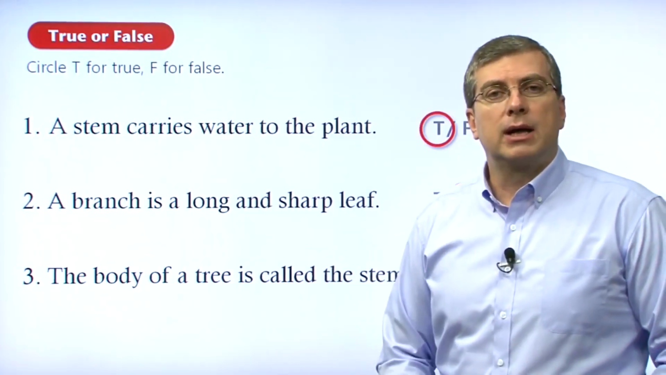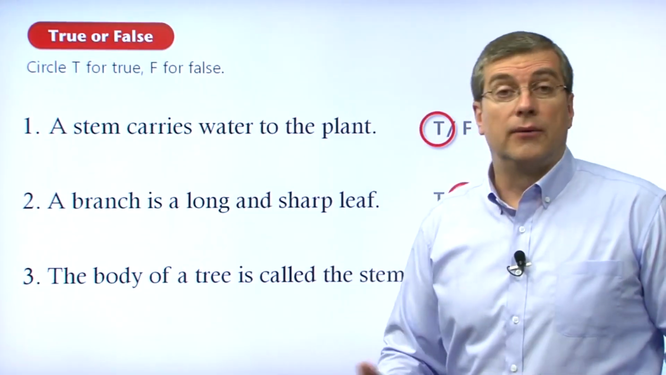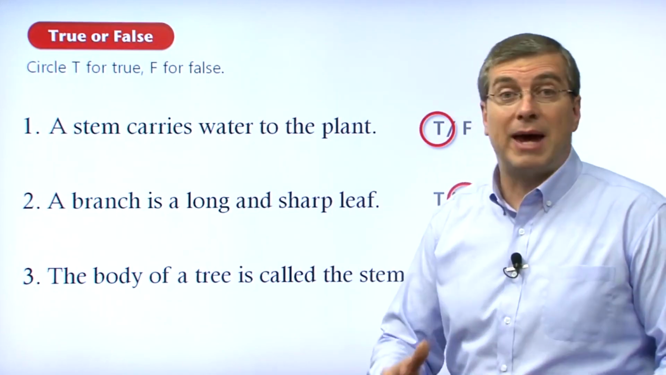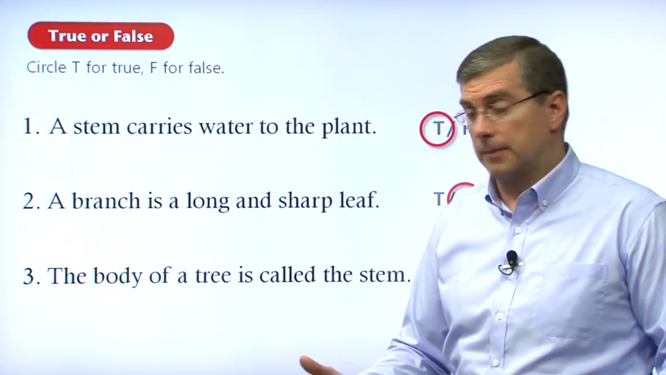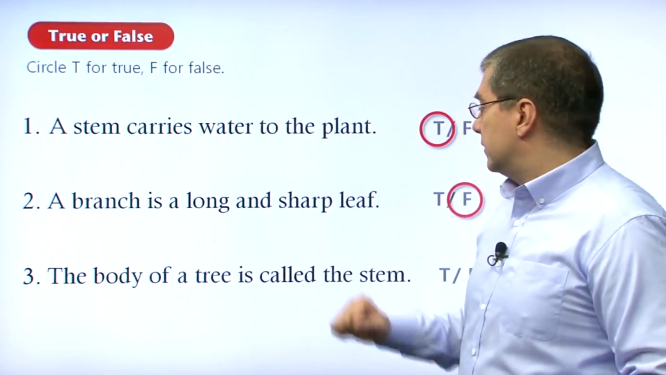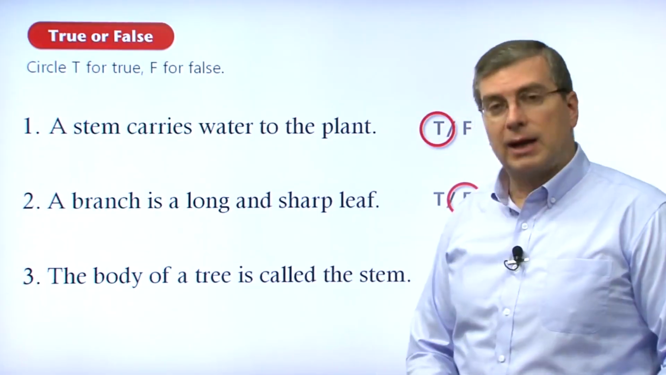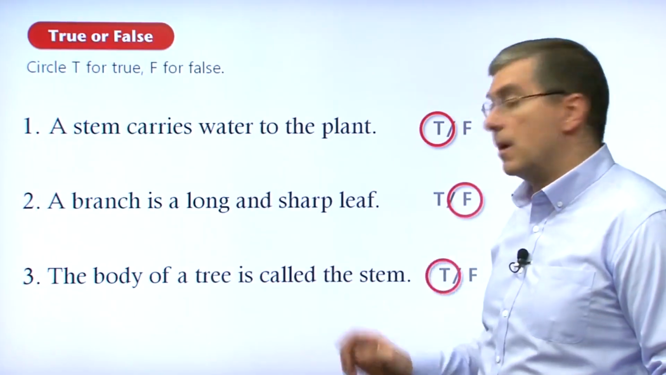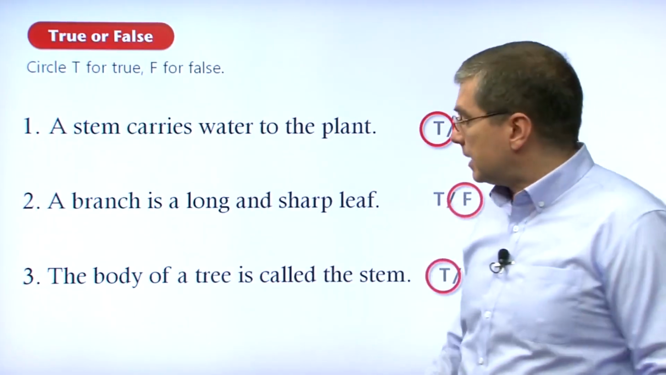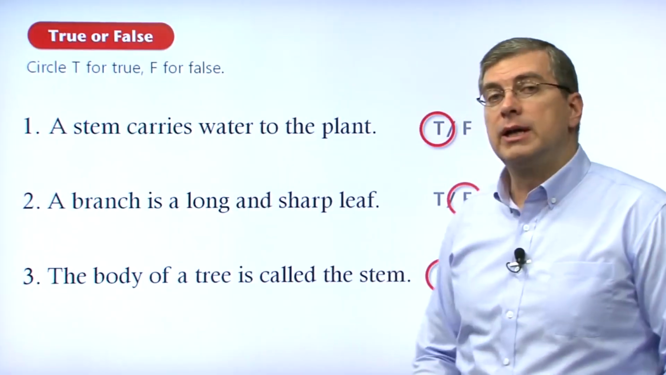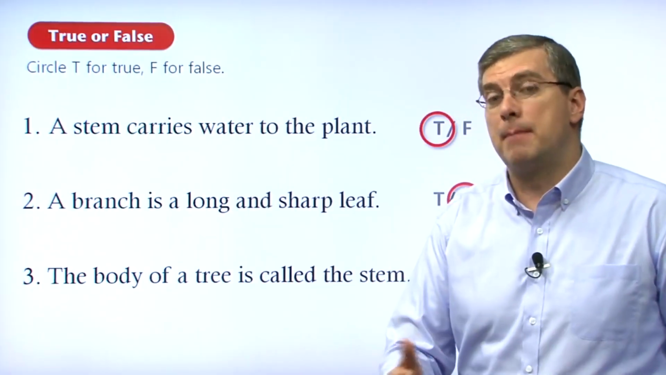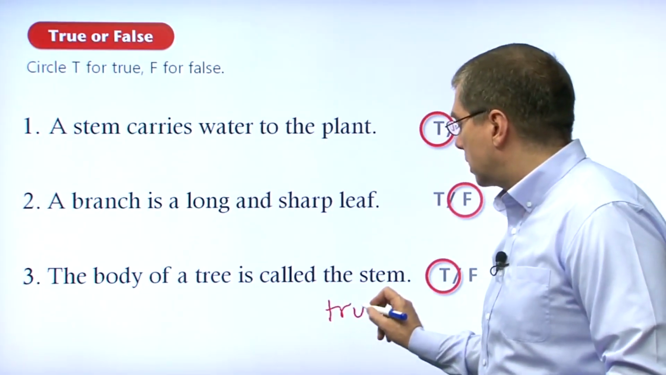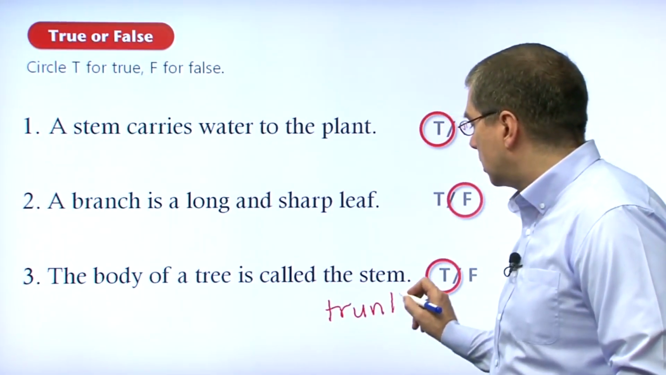Remember when we were talking about the uses of a plant? We said that we use the stem of a tree to make houses, to make shelter. And that is what we call the stem, right? So the body of a tree is called the stem. That is true. By the way, usually we use another word to talk about the stem of a tree, and that word is trunk. T-R-U-N-K.